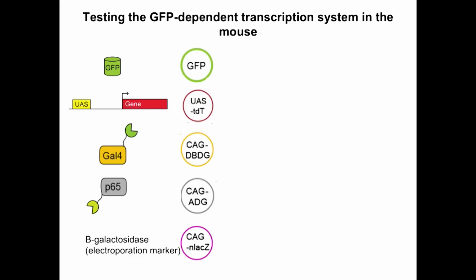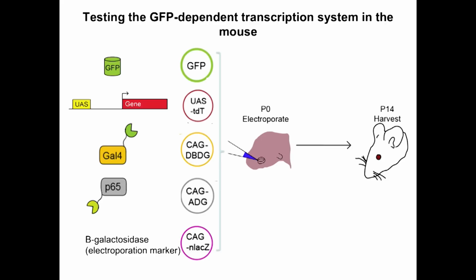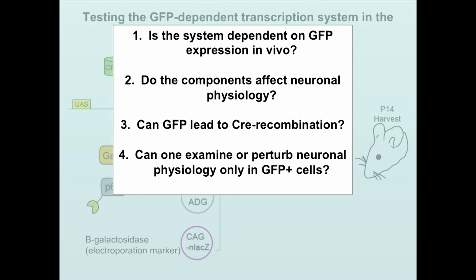So we had 1 plasmid encoding GFP to activate the system. We had this TD tomato readout to see if the system was working. We had plasmids encoding the fusion proteins, and we had an electroporation control plasmid. We introduced this into the retina in vivo, and then we let it go anywhere from a few days to a few months, and then we look at sections to see if the GFP-positive cells have turned on tomato.